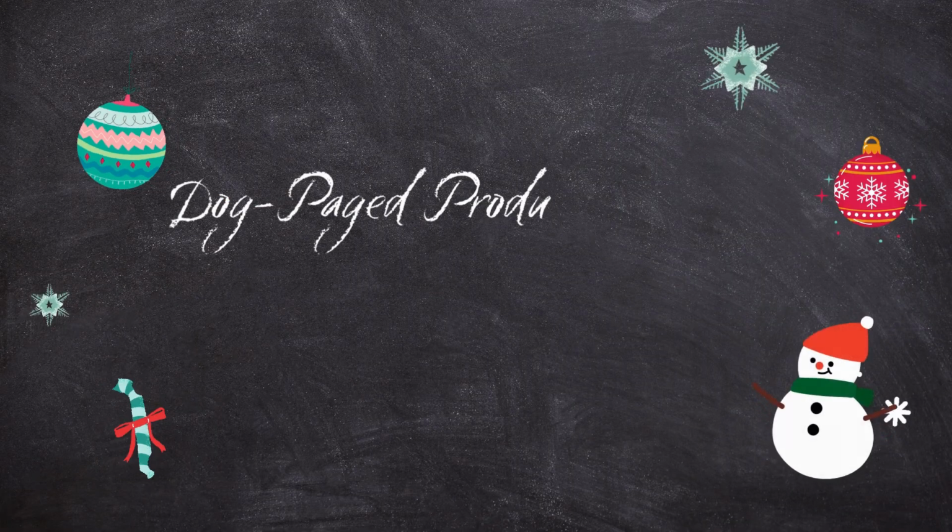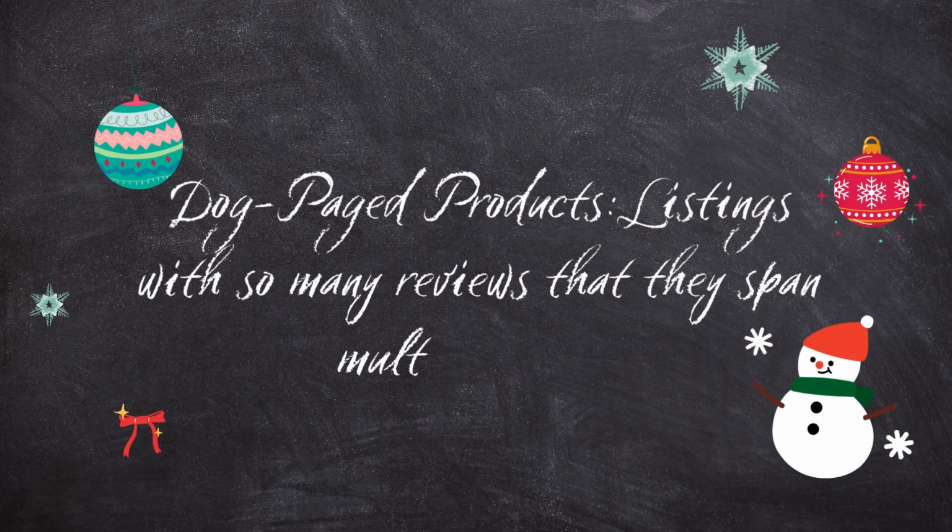Some sellers might try to copy and paste all of their reviews into ChatGPT, but that's just not possible when it comes to dog-paged products. What are dog-paged products? These are listings with so many reviews that they span multiple pages. Since Amazon is now limiting the number of review pages that you can view and access, Shulex VOC review analysis tool is the only way for you to perform a comprehensive analysis because of our massive review base.